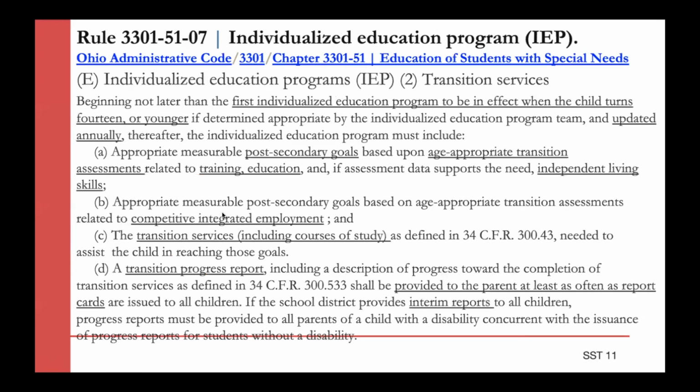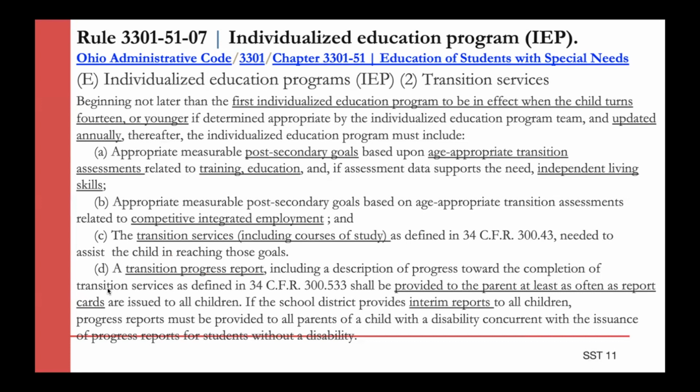3301-5107 are the operating standards on the individualized education program. Section E, subsection 2, focuses on transition services and outlines the rules within. So transition services in Ohio must start the year the child will be turning 14, but it can start earlier, and they must be updated annually.